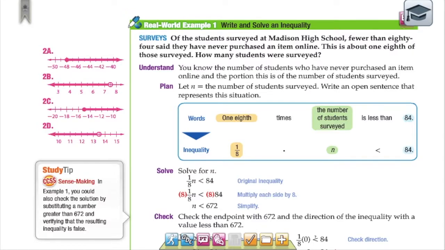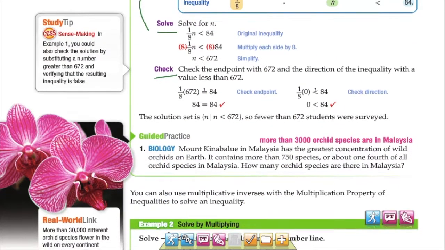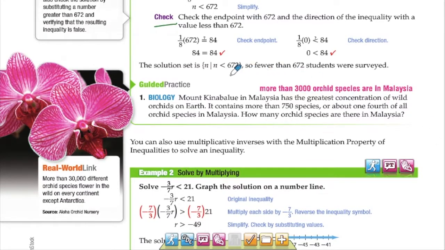On page 293, we have an example on how to write and solve an inequality. Please make sure that you go through these steps to understand how they planned out the inequality, solved it, and checked the answer. We will now do the guided practice problem on page 293.